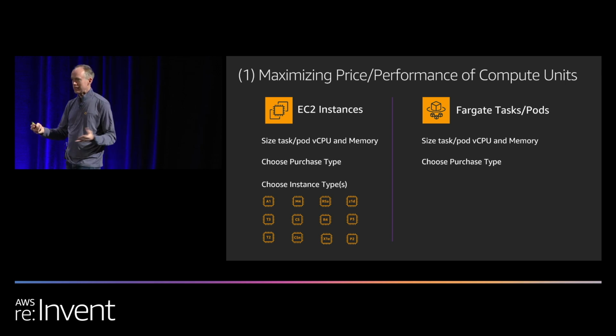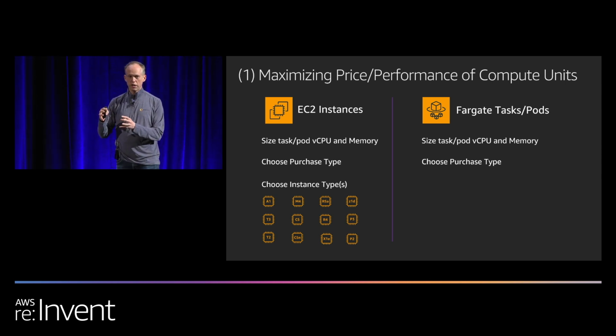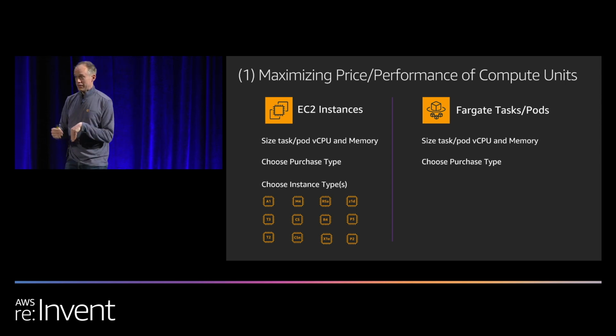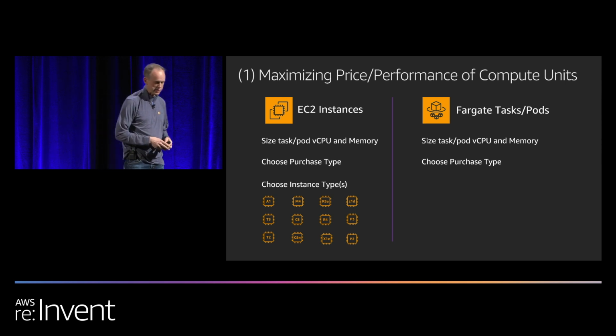So you need to decide how big do I need to make my tasks, my pods, to actually fit the containerized workload that I'm running. And then you need to make those fit on the instances that you're selecting, right? Not all instances can run all containers. The biggest knob that you have to turn there, again, is that purchase type. I can really change the equation if I run spot instead of on demand.